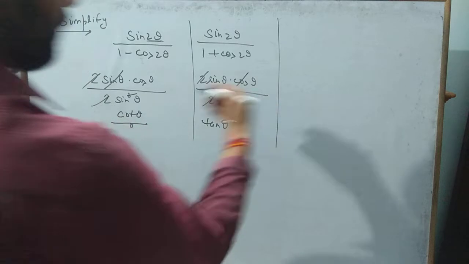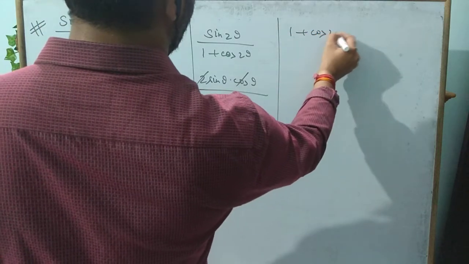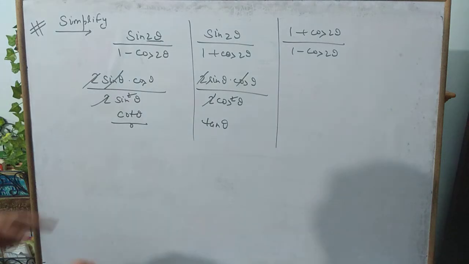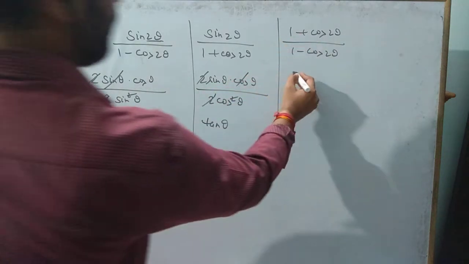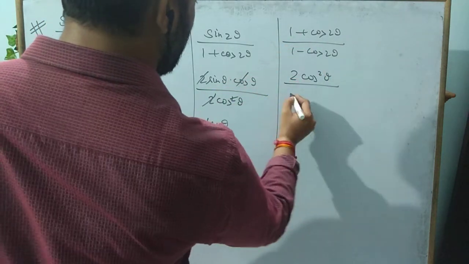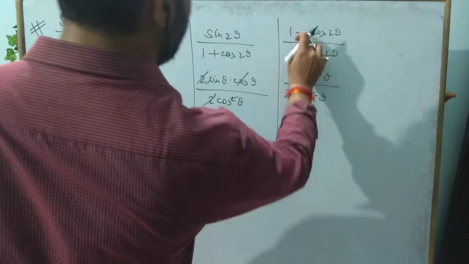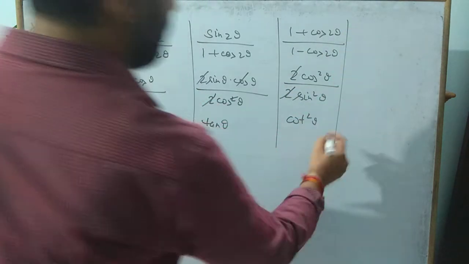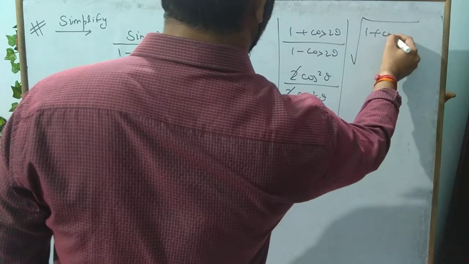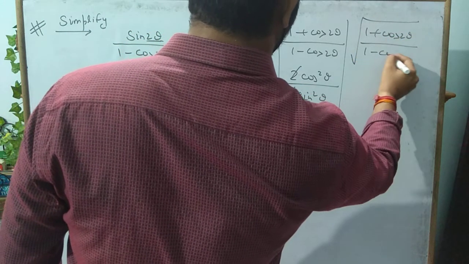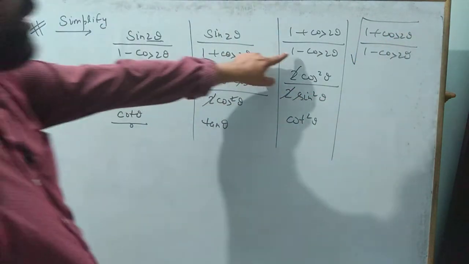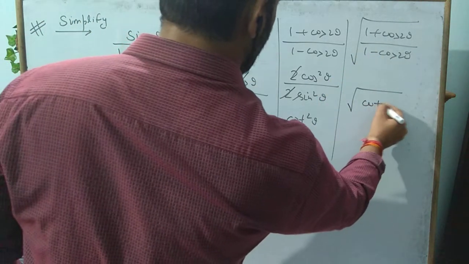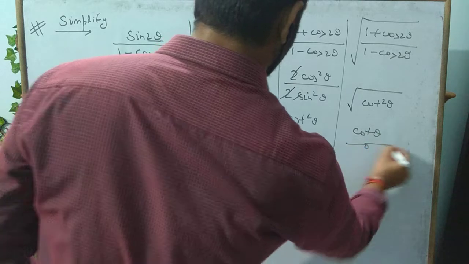Suppose the question is written 1 plus cos 2 theta upon 1 minus cos 2 theta, and the question is saying simplify. So 1 plus cos 2 theta is 2 cos square theta and 1 minus cos 2 theta is 2 sin square theta. This 2 and 2 cancel, and it's cot square theta. If the same question is written under a square root, then again when you simplify, the result is the square root of cot square theta, which gives cot theta.